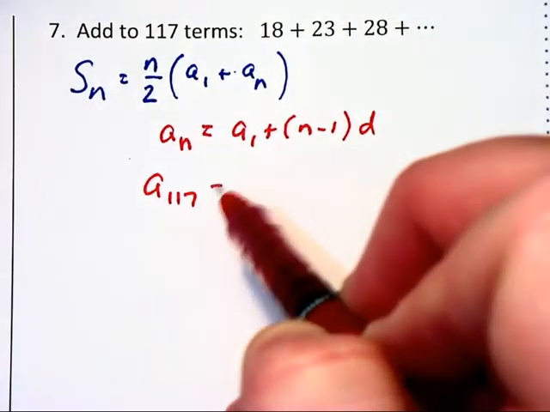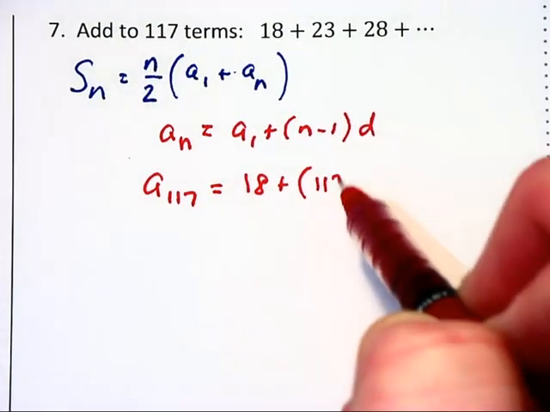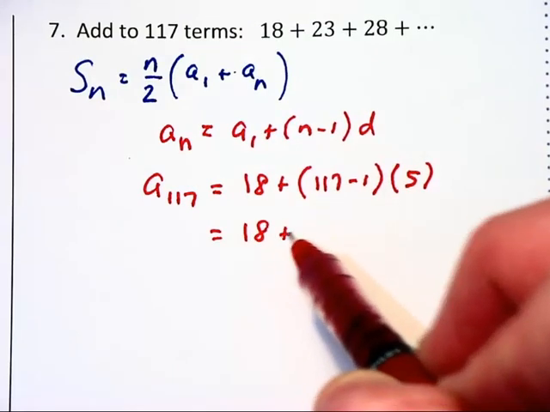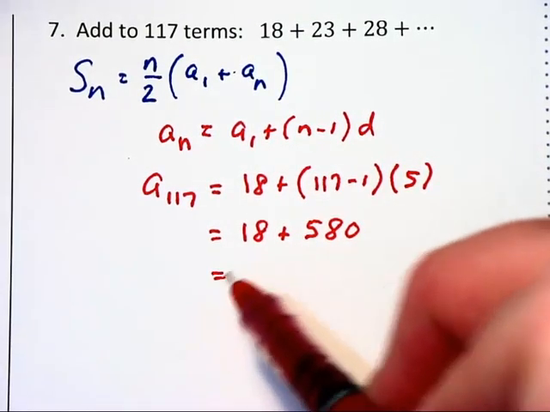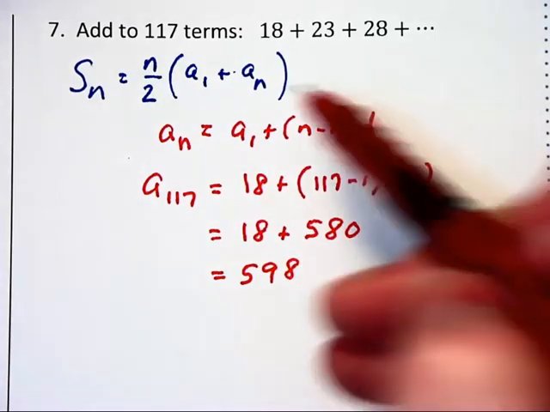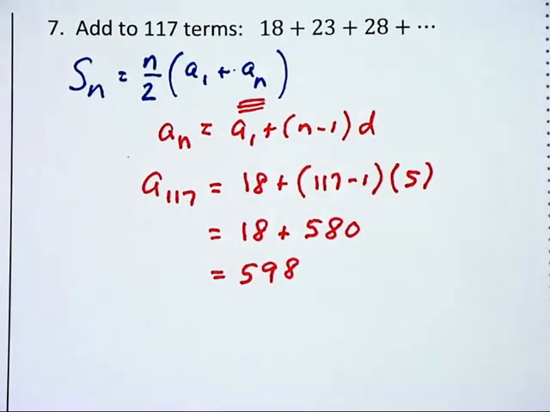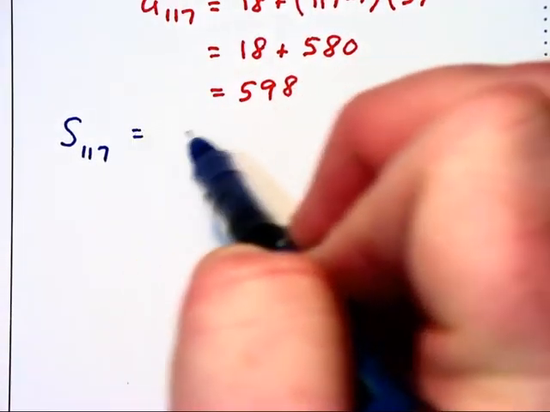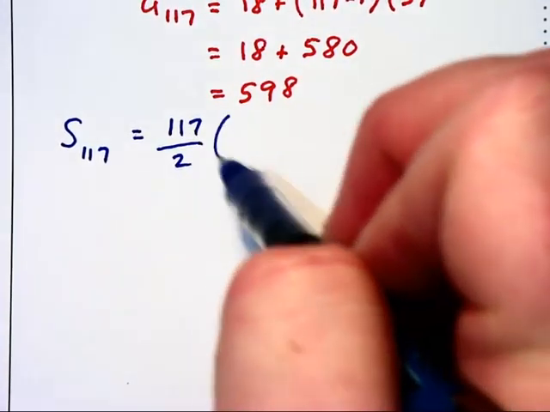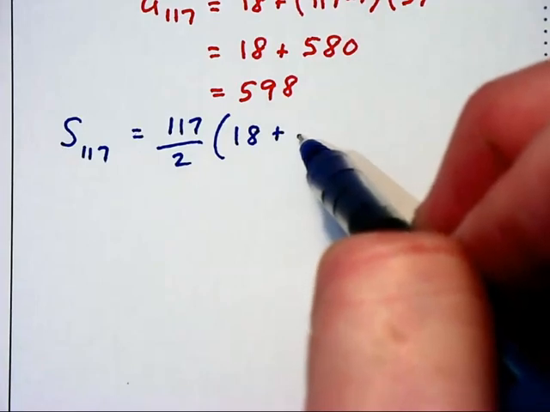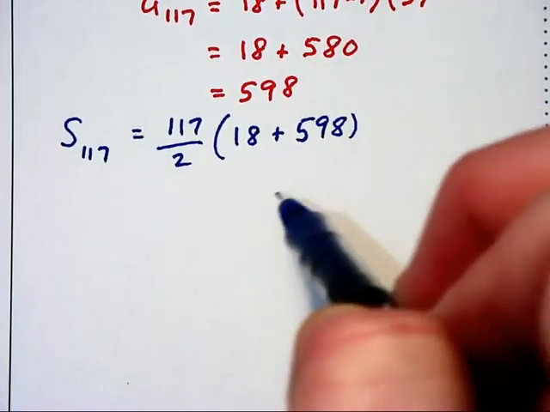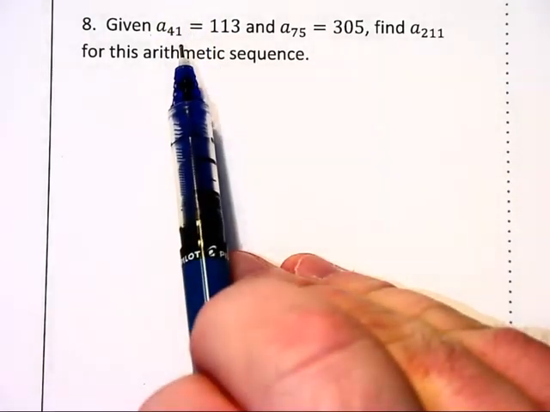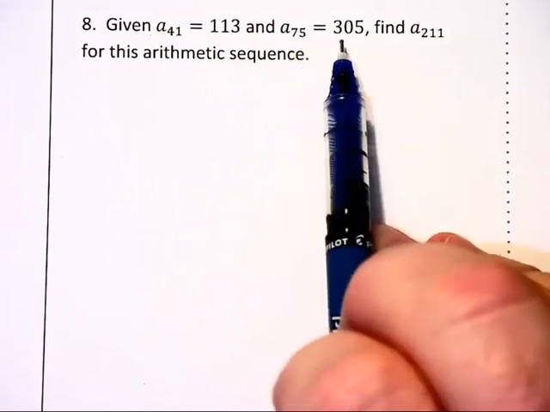A sub 117 will be our first term, 18, plus 117 minus 1 times the d value of 5. This is 18 plus 580, which becomes 598. Now we have a term to substitute in up above for a sub n. And the formula up above turns into s sub 117 is equal to 117 over 2 times first term 18 plus 117th term of 598. Multiply that out and you get 36,036.